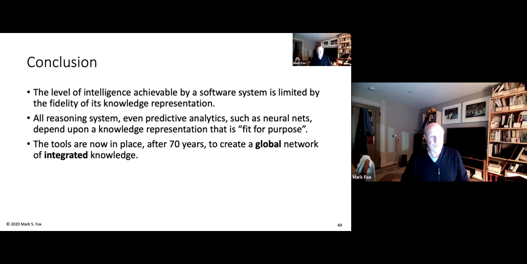When you get into smart cities and the real world of the urban environment, we're talking about nominal data, categorical data, we're talking about sparse data, which in order to be able to perform any type of analysis or decision making requires a concerted effort to create a high fidelity representation of knowledge. The tools are now in place after 70 years to create a global network of integrated knowledge that will supercharge cities, smarter cities, etc.